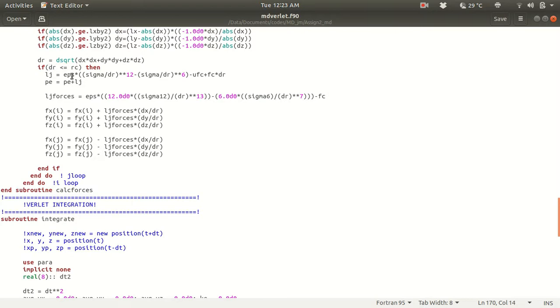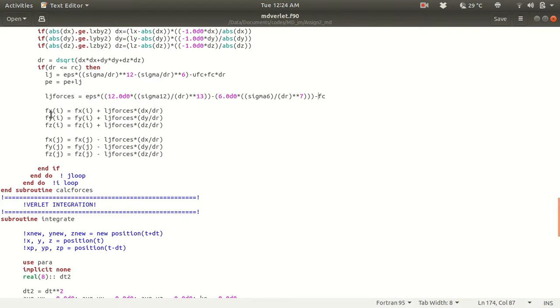Whenever dr is less than this value, we will be calculating the LJ potential, which is basically 4 epsilon into sigma by dr whole to the power 12 minus sigma by dr whole to the power 6, minus this correction factor due to the cutoff. Then the potential energy is basically the potential energy plus this LJ. So LJ is the potential, so I am adding the potential, and LJ forces is the force: I take the derivative of the potential and then I get the expression for the force, minus Fc, the cutoff of the force, which is the value of the force at r equal to rc.